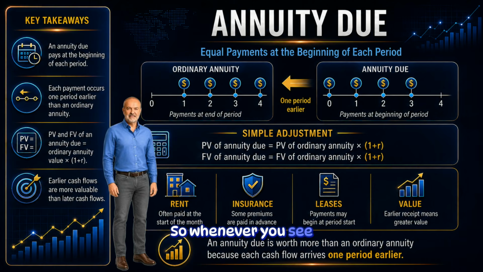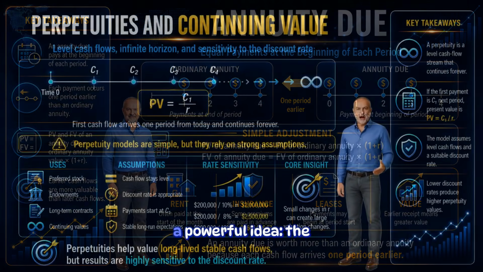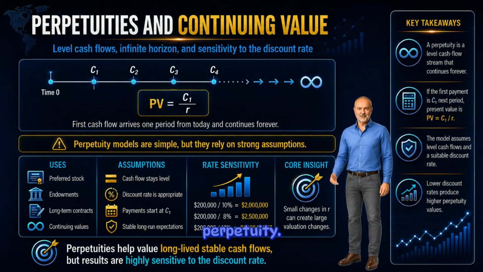So whenever you see equal payments, first identify the payment amount and number of periods. Then identify timing, end of period or beginning of period. Now we move to a powerful idea, the perpetuity.